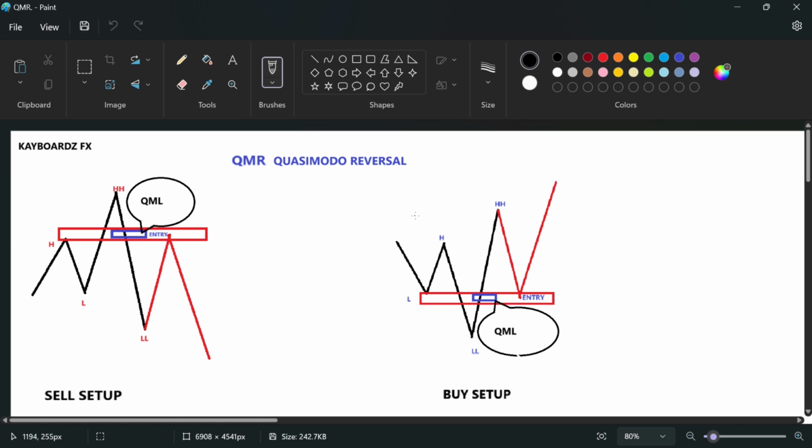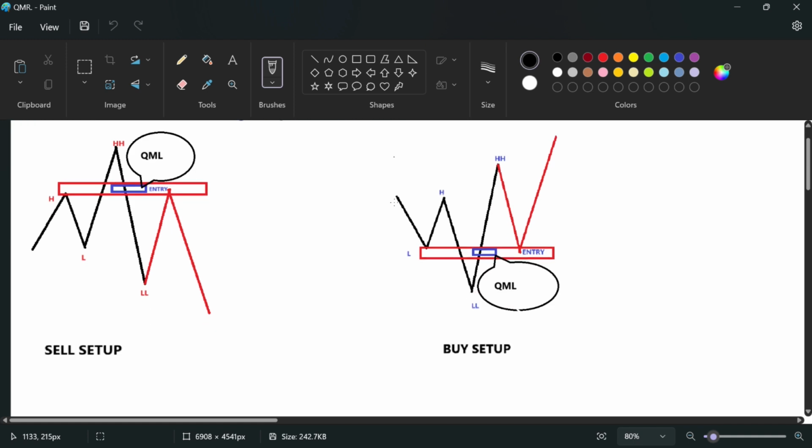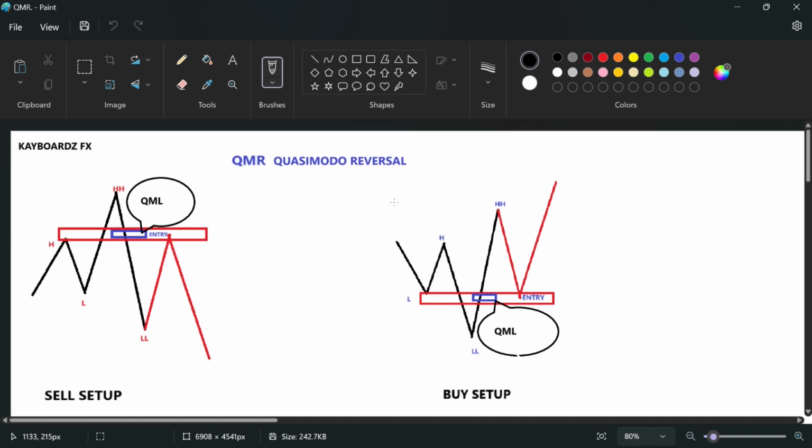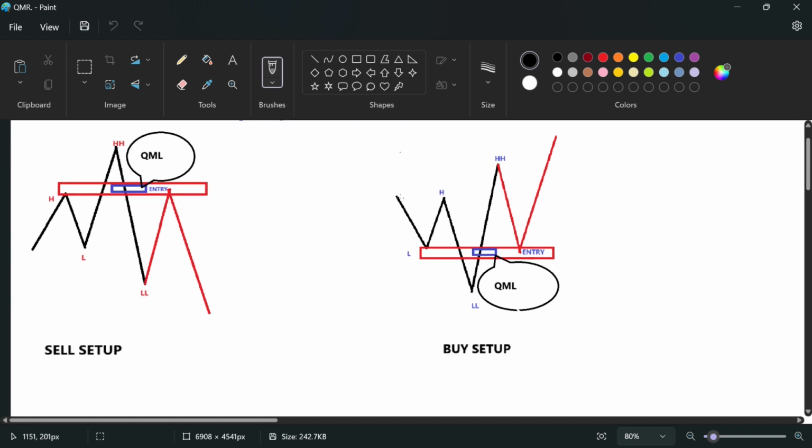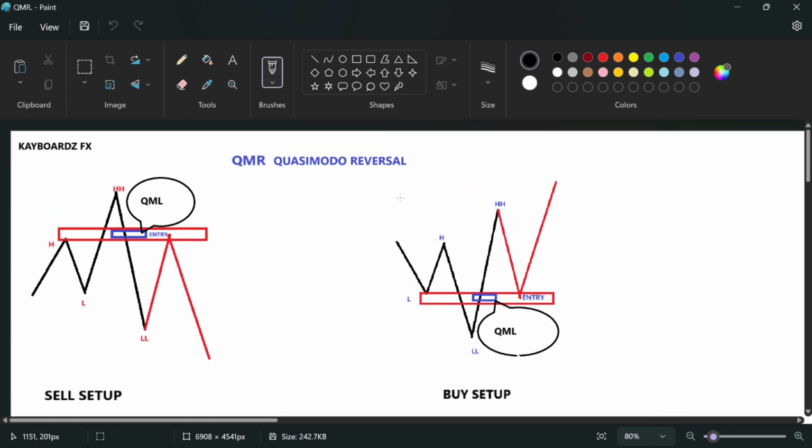Now there is this misconception about QML and QMR. Guys, take note. QML is Quasimodo level. QML is not a structure itself. QM reversal is a structure. QM manipulation, that's Quasimodo manipulation, QMM, is a structure. QMC, which is Quasimodo continuation, is a structure. You understand? I will explain QMC also in this video, just an introduction to QMC, but basically I'll be talking much more about QM reversal in this video.